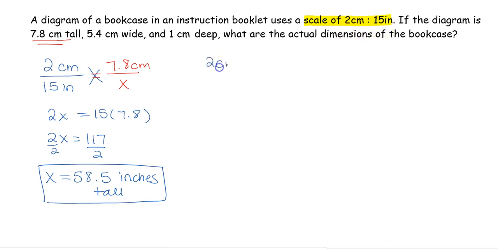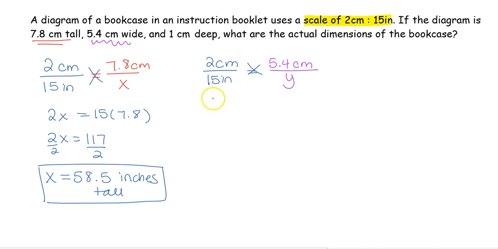So we set up the first ratio the same. And this time we are looking at the width. It is 5.4 centimeters wide. And we want to find out what the actual width of the bookcase is going to be.